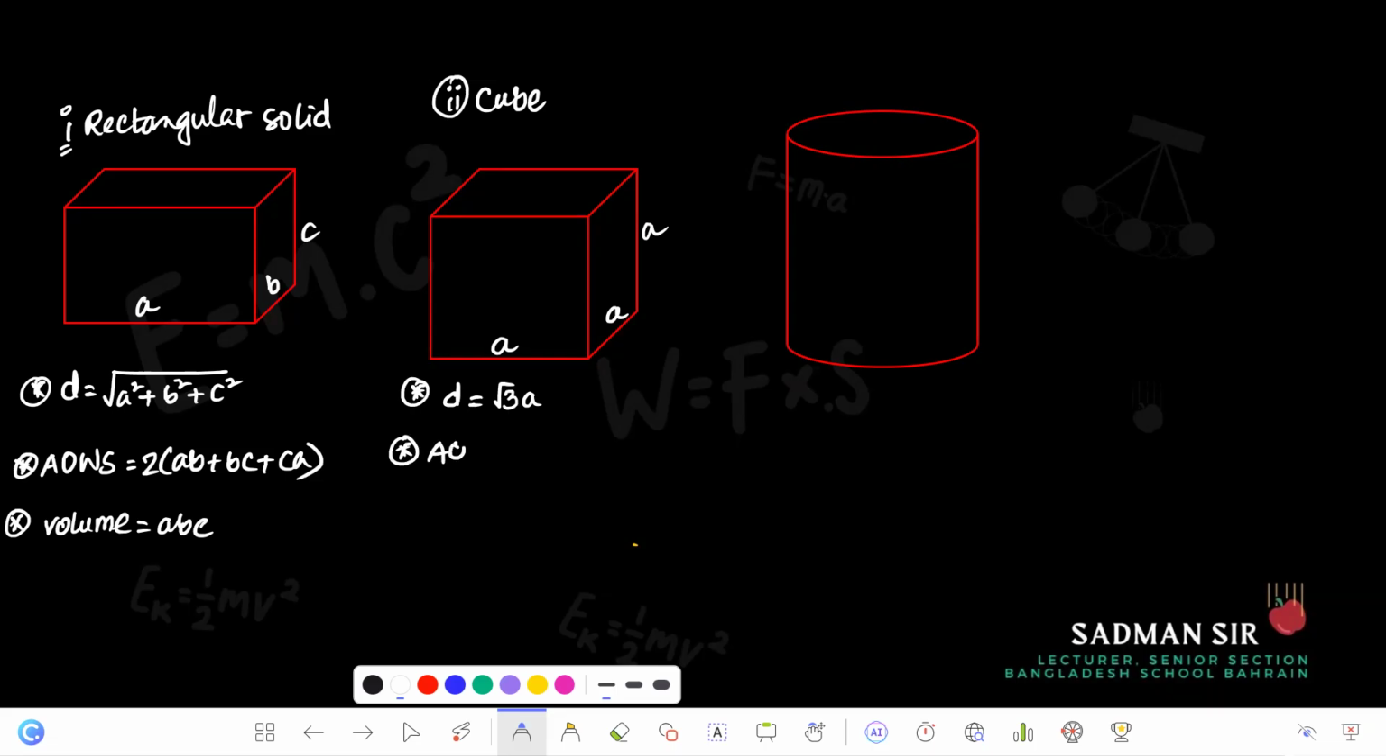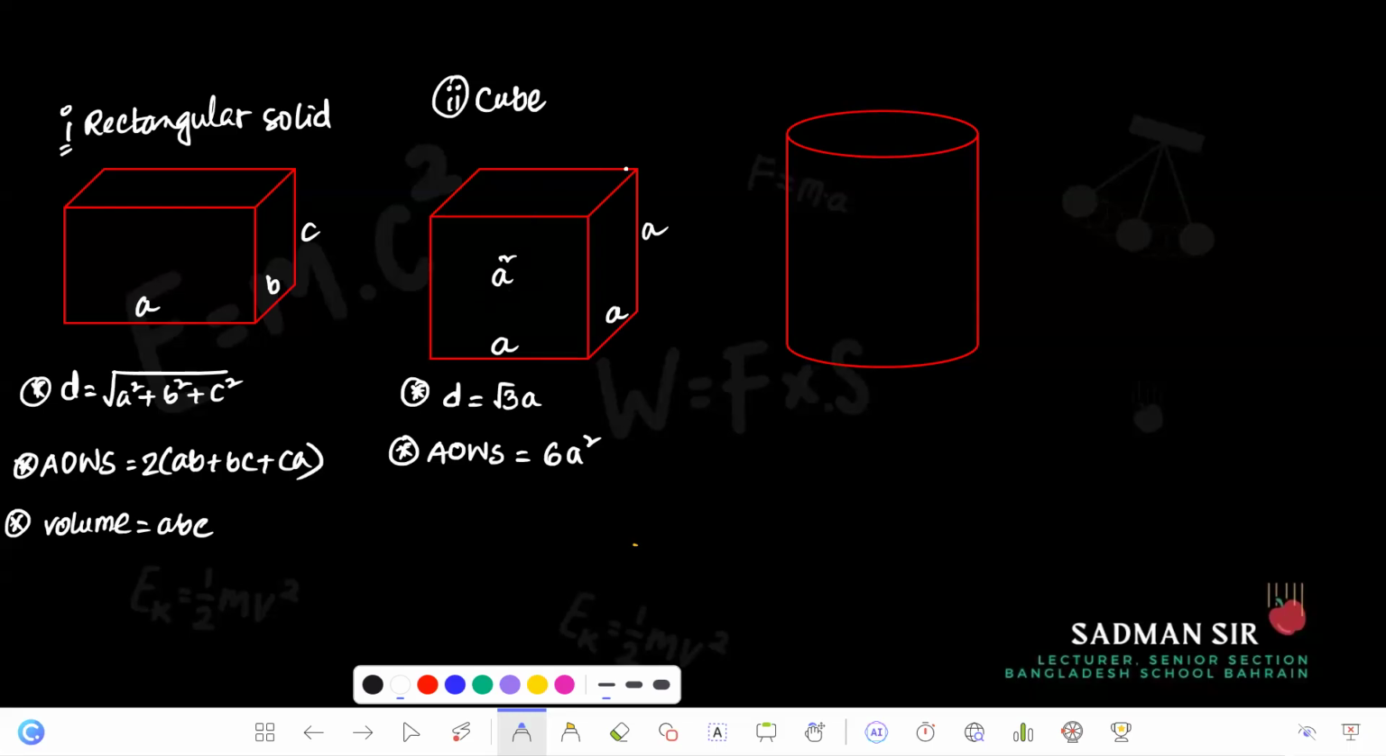Then, if you calculate the area of the whole surface, it will be 6a square. Why? Because each surface is a square. Here it was a rectangle, but it is a square. So one side is a, so the area of one surface will be a square.